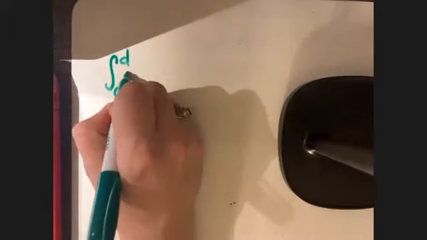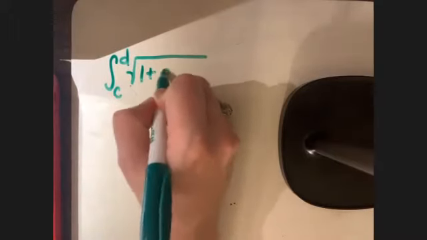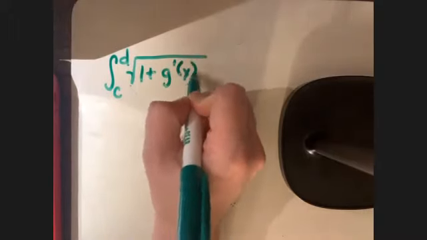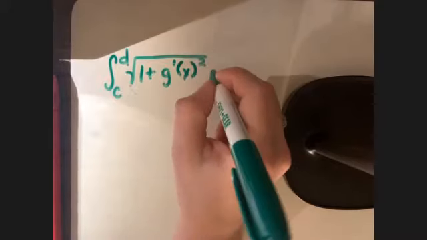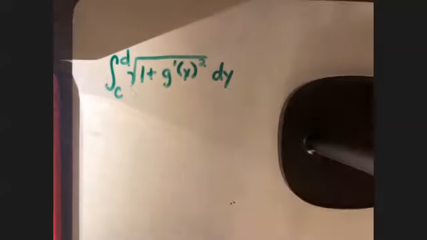They can ask you to do some stuff. You can do the same rule setup, okay? You can go from C to D, square root of 1 plus g prime of y squared dy, okay? If things are done in terms of y's, okay? So if they ask you to do something like this, where they do this in terms of y's instead of x's, it can make life a whole lot easier, okay?